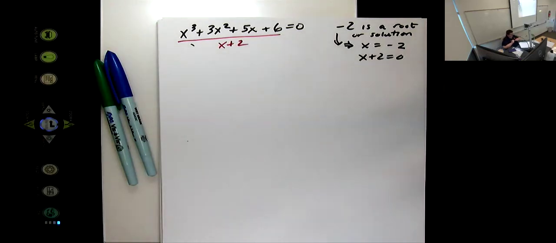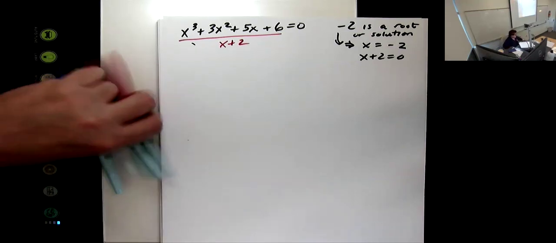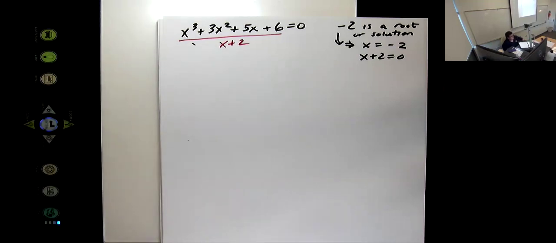So we might see something that says -2 is a root, and be like, what can we do about that? That's where we're going with it. We're going with it really quickly today.